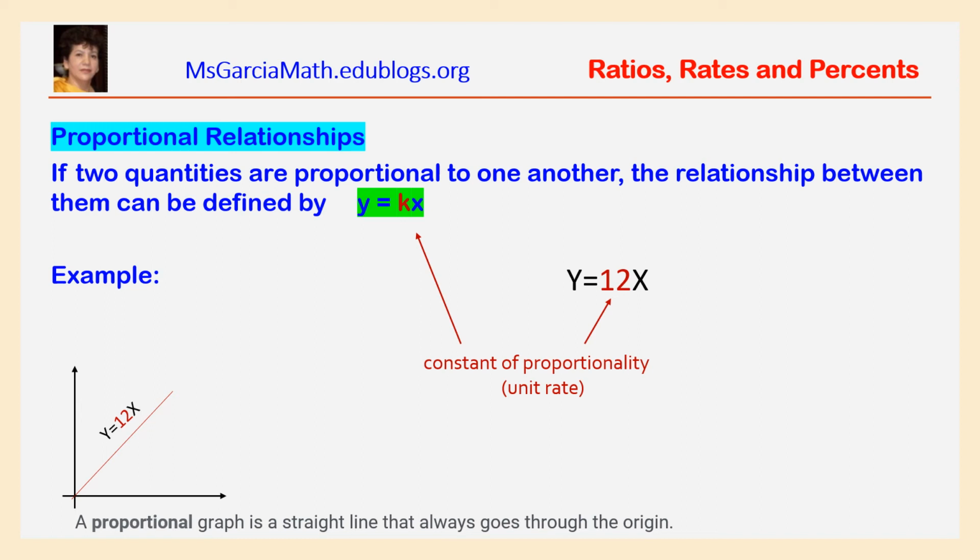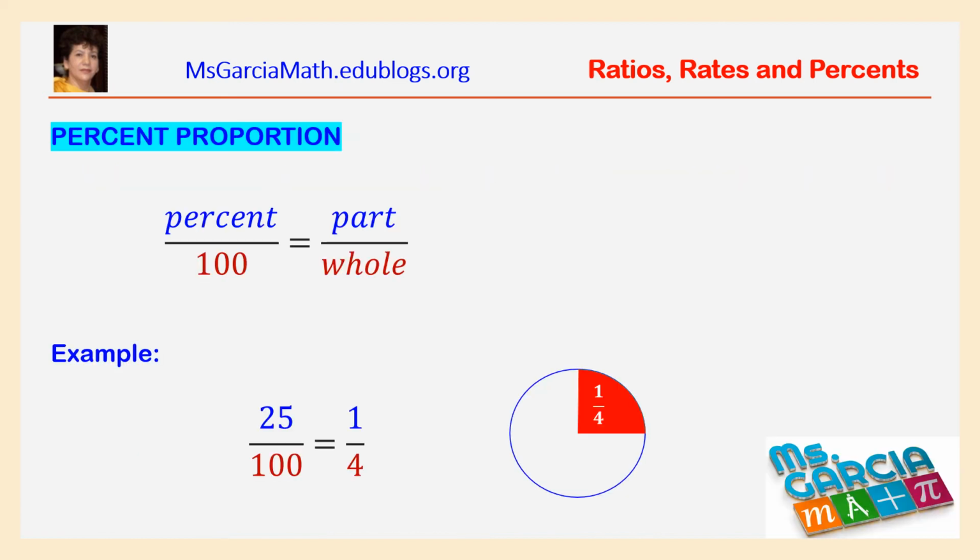Example: since 1 foot equals 12 inches, we have y equals 12 times x, saying that a measurement in inches is proportional to the same measurement in feet. For example, 25% equals 25/100, and we can simplify it to 1/4. Since this equation shows a percent equal to an equivalent ratio, we call it a percent proportion.